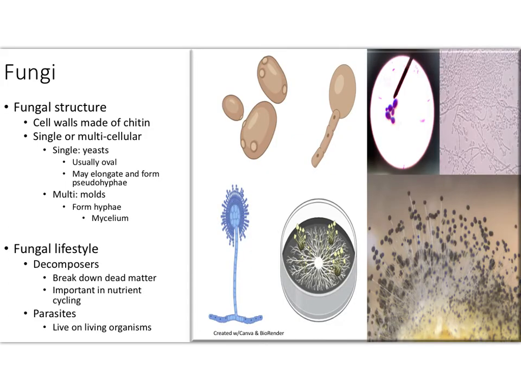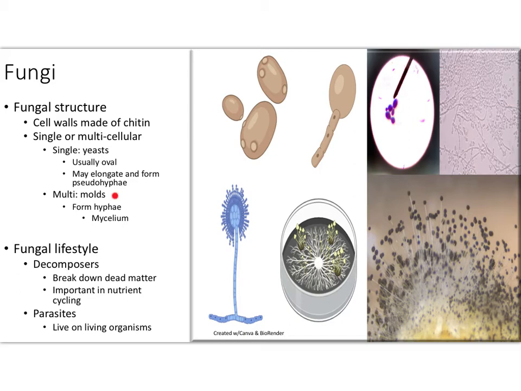In terms of the structure of fungi, remember fungi are one of the types of eukaryotic microbes that have cell walls. So they have cell walls made of what we call chitin. And fungi can be either single-celled or multi-celled. Fungi that are single-celled are typically referred to as yeasts, and you're looking at some of them up here. Usually they're kind of oval in structure. They can elongate and stretch out and form a structure that we call pseudohyphae, and I'll elaborate on that in just a minute.